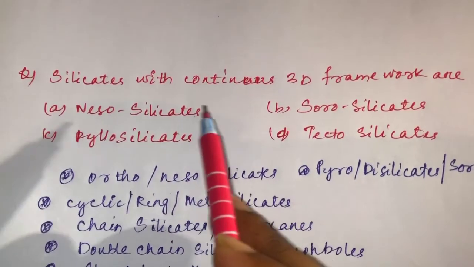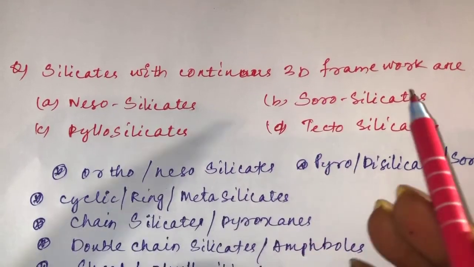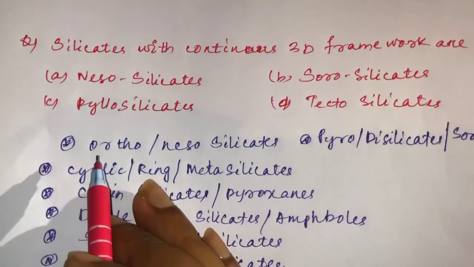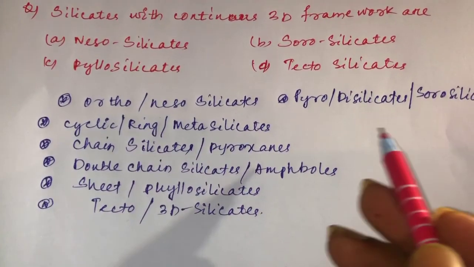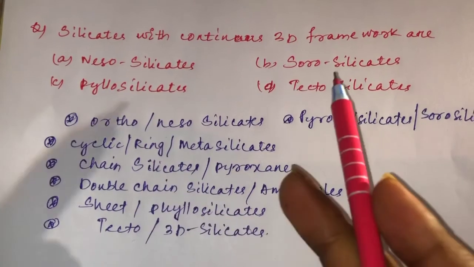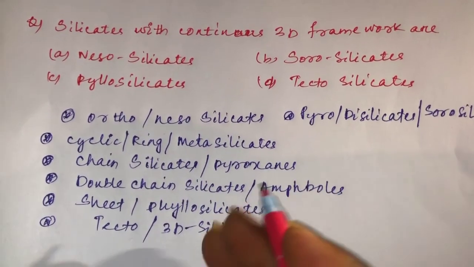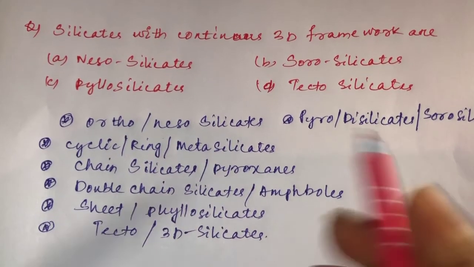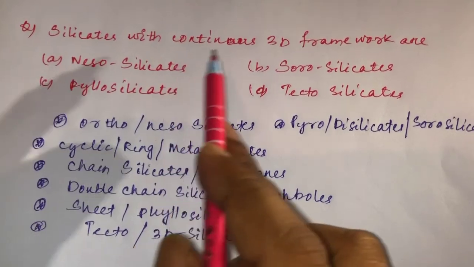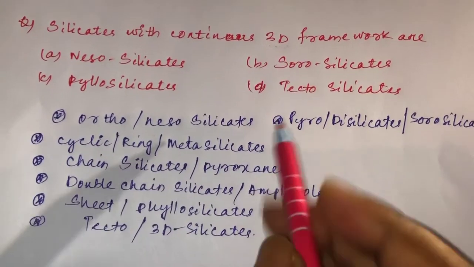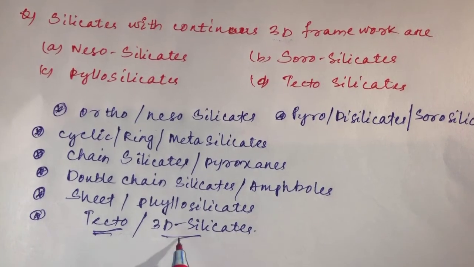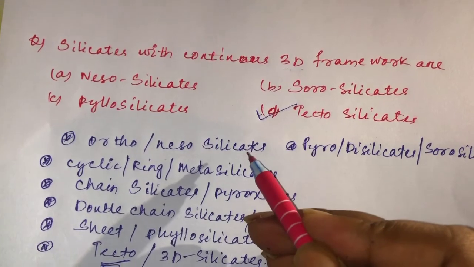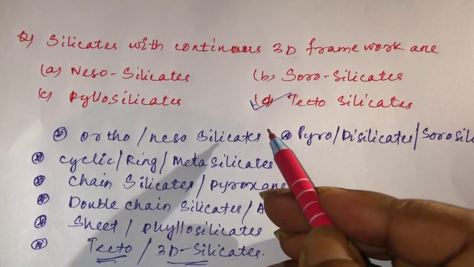Coming back to our next question: silicates with continuous 3D framework are. See, this is a memory based question. Here I have written some alternative names of all types of silicate units. For ortho, the other name is nesosilicates. So I have written all the names. For a 3D framework, the other name will be tectosilicates, or 3D silicates. So the right answer for this particular question will be T.